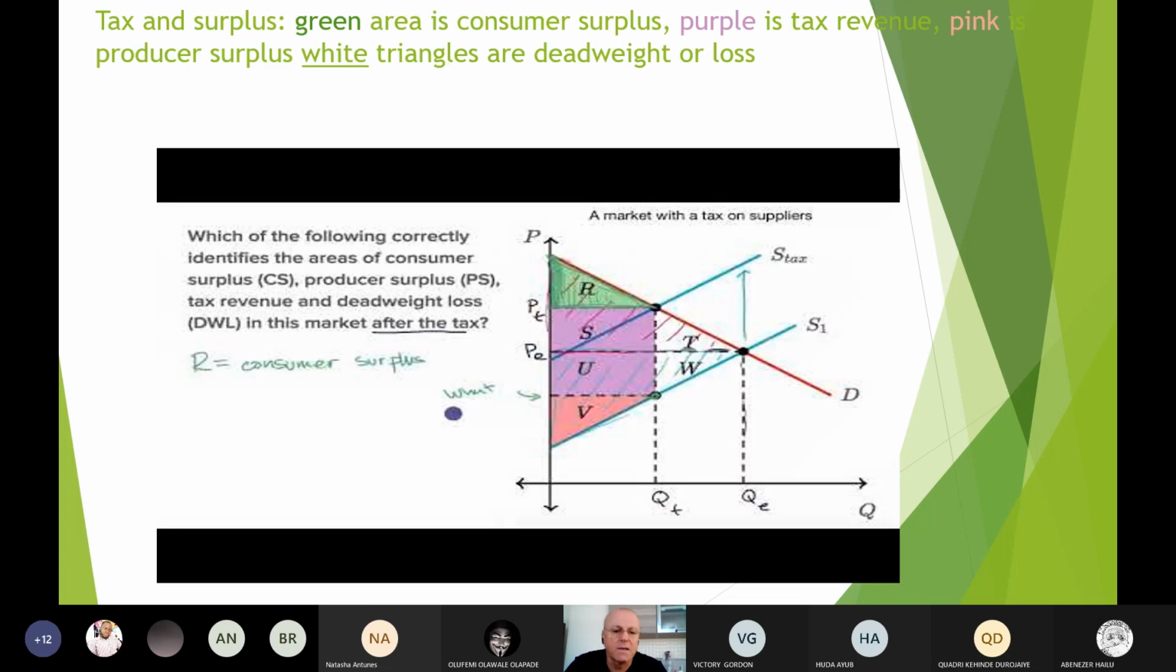Once again, here we have another example to help secure your knowledge. The green area is the consumer surplus, the purple area is the tax amount which goes to the government, and the pink area is the producer surplus, and the white triangles T and W are the deadweight loss. Again, R is the consumer surplus, S plus U is the tax collected by the government, V is the producer gain, and T plus V is the deadweight loss, which goes somewhere else. We don't know what is happening. This is the loss of the economy.